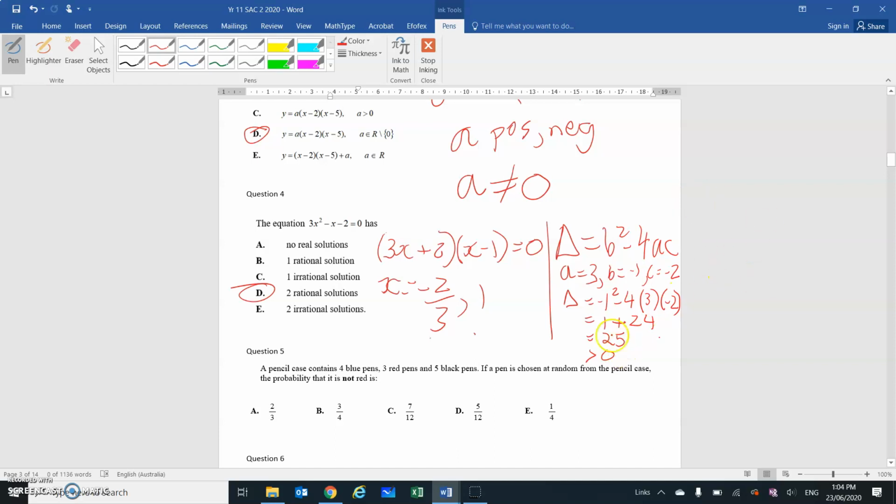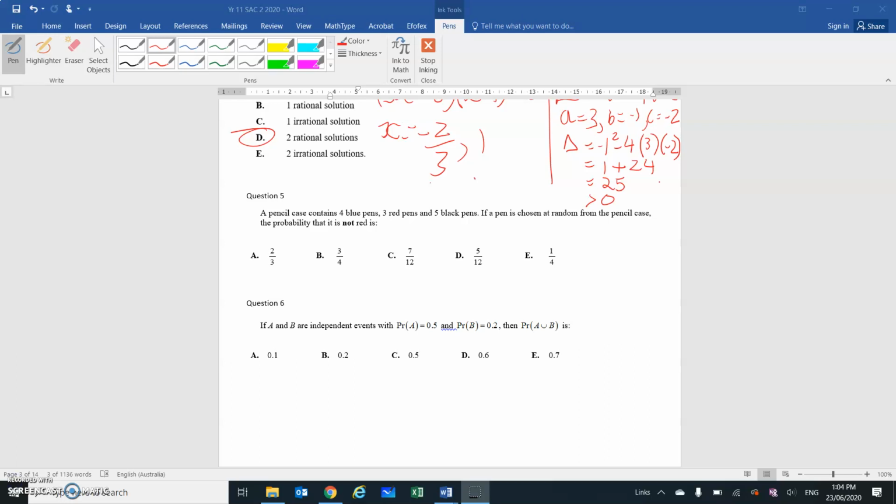So 25 is also a perfect square, and your discriminant is positive, so that's why it is 2 solutions, because it's greater than 0, and because 25 is a perfect square, it's rational. So 2 rational solutions. Again, option D. You only needed to do 1 of these.